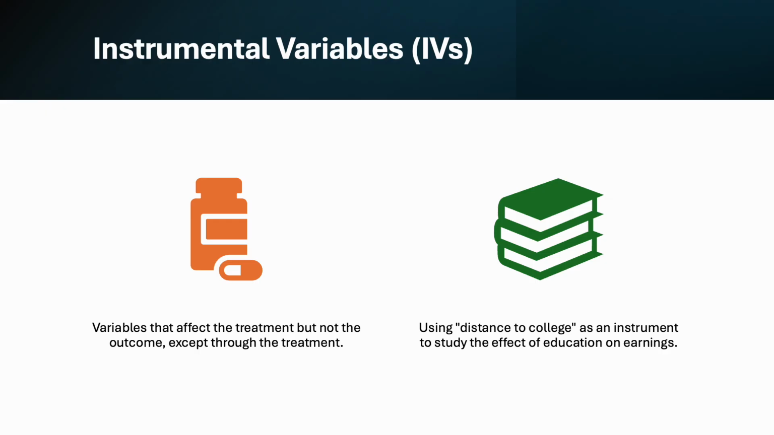IVs, or instrumental variables, help us isolate the effects of treatment by acting as a natural experiment. If we find that people who live closer to colleges earn more because they are more likely to attend, we can infer that education causes higher earnings. IVs are especially useful in economics and social sciences, where controlled experiments are often impractical.